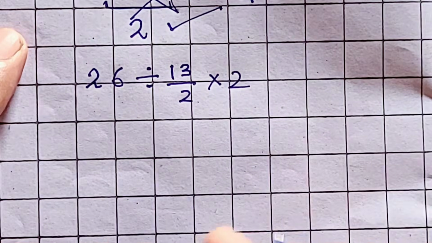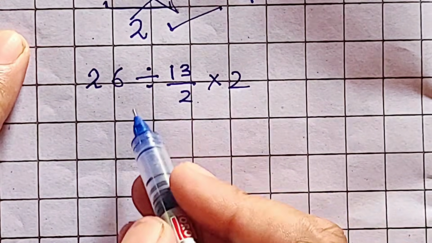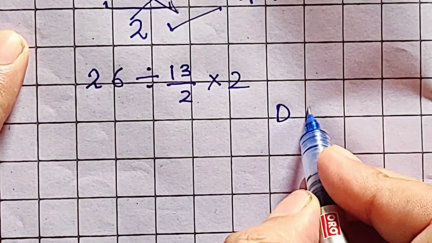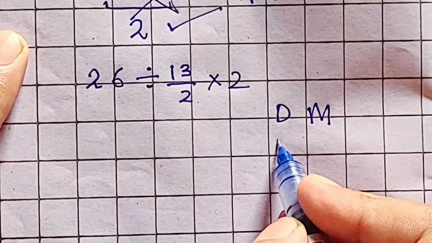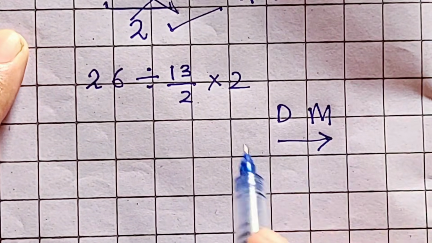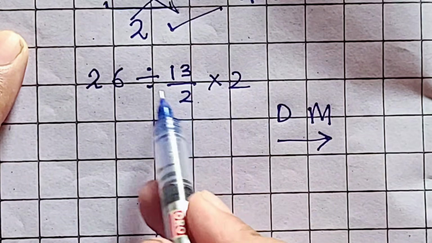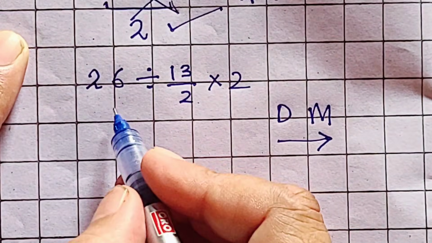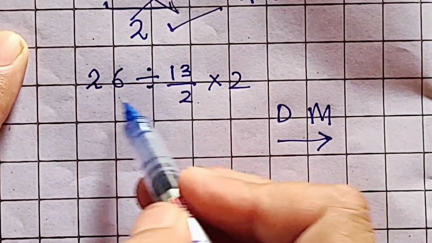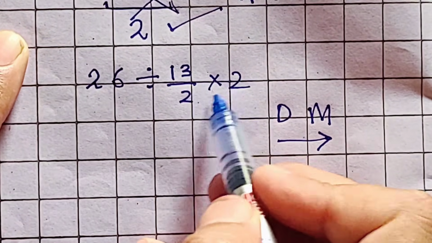So we have to obey PEMDAS because we have division and multiplication, and we have to move from left to right, because division and multiplication are the same level, and we have to move from left to right to handle such types of questions. It means first of all we have to handle this division and finally this multiplication.